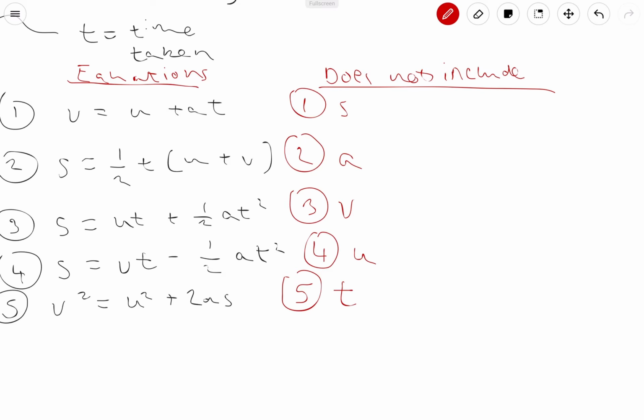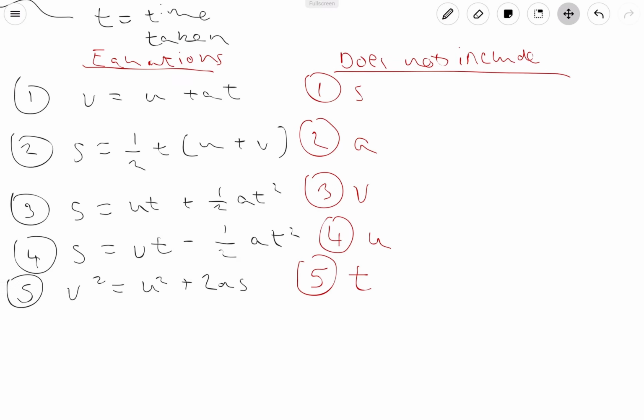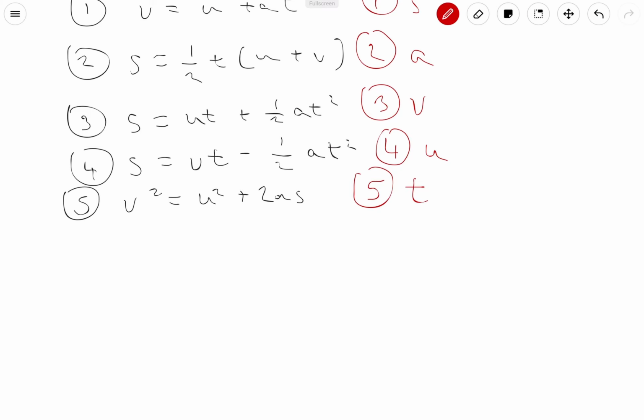So what that means is that if you're given a set of parameters, it means that you only need 3 of these quantities to find out about a fourth one. So let's say there's a question over here. Let's say example 1.